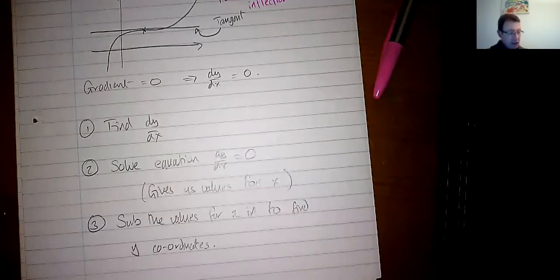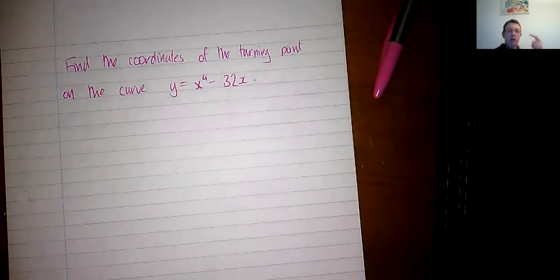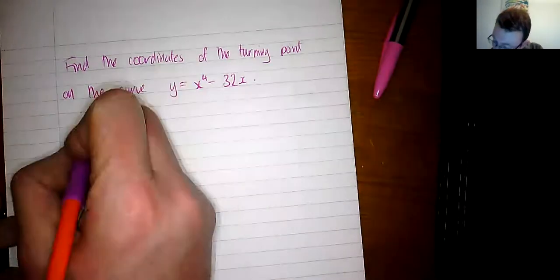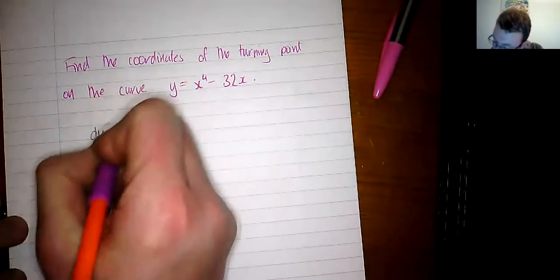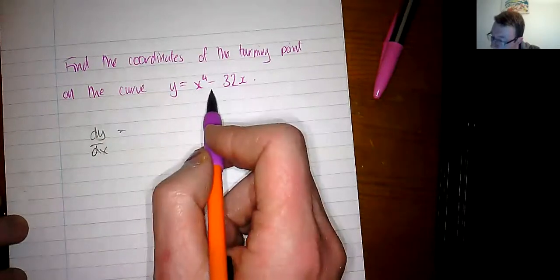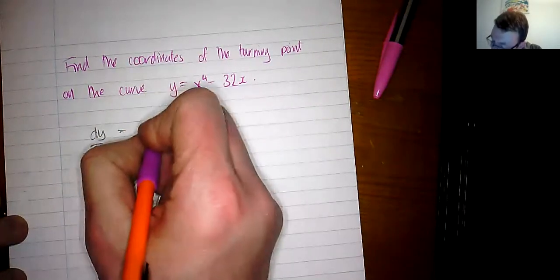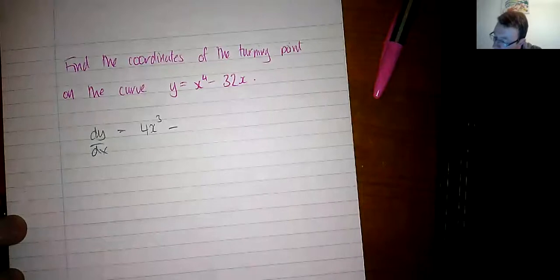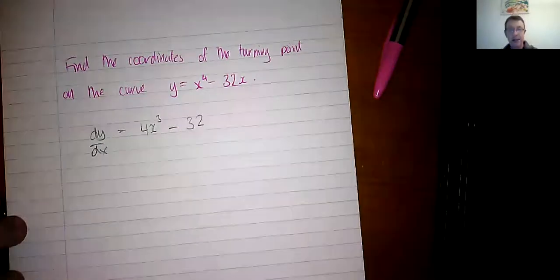Right, and it's not dead hard this, but let's see what the situation is. Okay, so there's the question there. It says find the coordinates of the turning point on the curve y equals x to the power 4 minus 32x. Okay, well let's do it then. So firstly, dy by dx. I'm going to differentiate this. What do we get? 4x cubed take away 32.